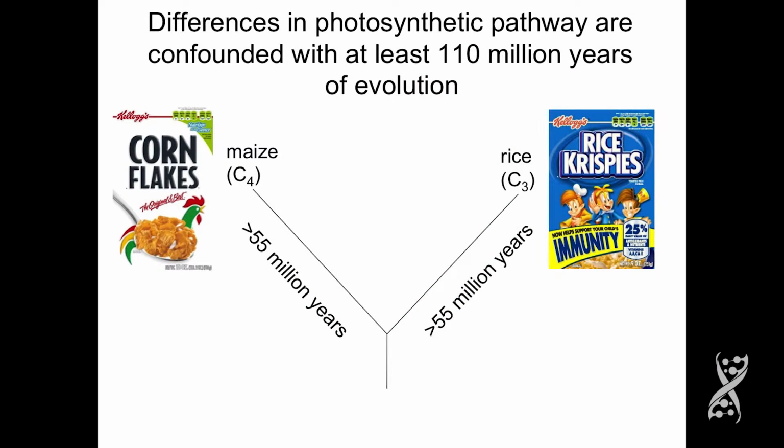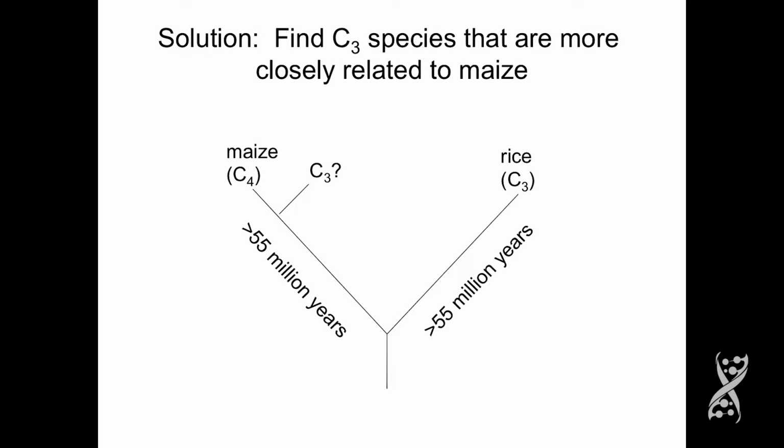There's also a problem with this sort of comparison in that these two organisms and their difference in photosynthetic pathways are confounded with phylogeny. You're looking at at least 110 million years of evolution separating them, that is, 55 million years on one branch to rice and 55 million years on the other branch to maize. So that's an awful lot of time to accumulate mutations that have nothing to do with the photosynthetic pathway. So the solution would be to find C3 species that are more closely related to maize than to rice, thus cutting down this massive phylogenetic problem.